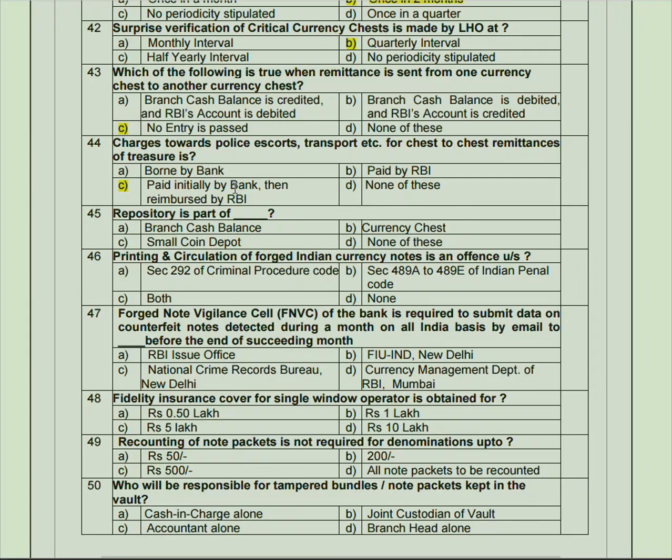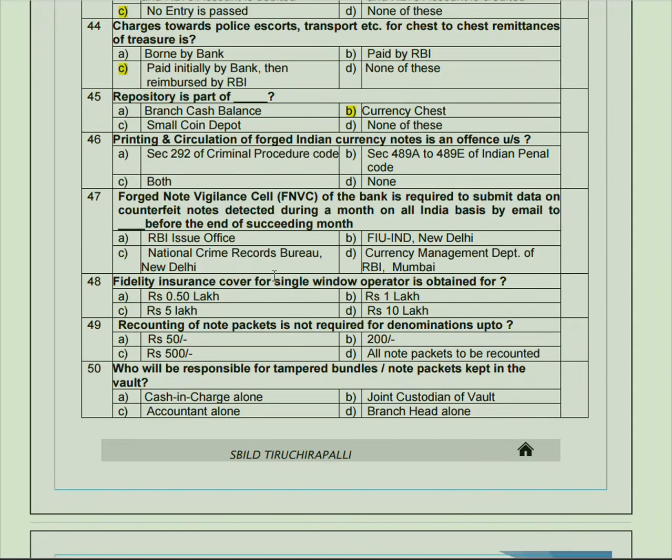Repository is part of currency chests. Repository is part of the currency chest.